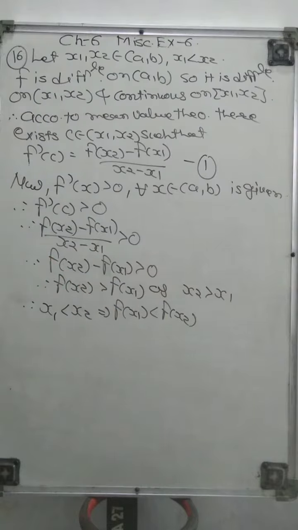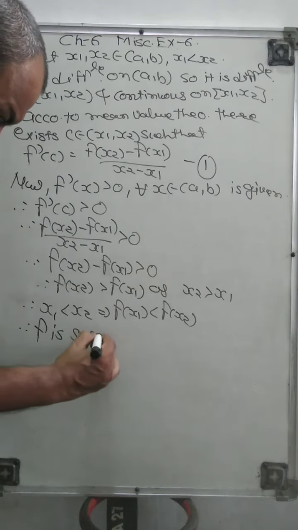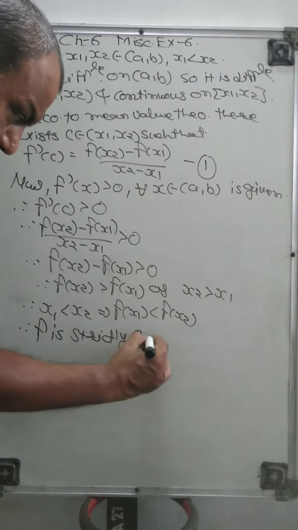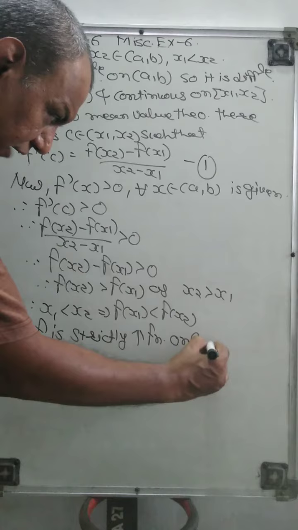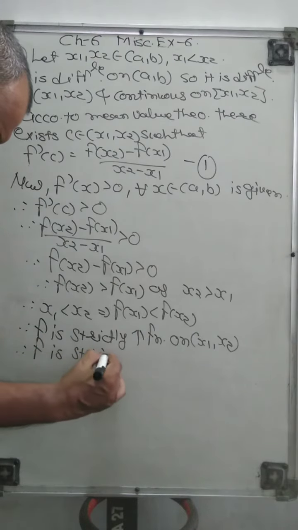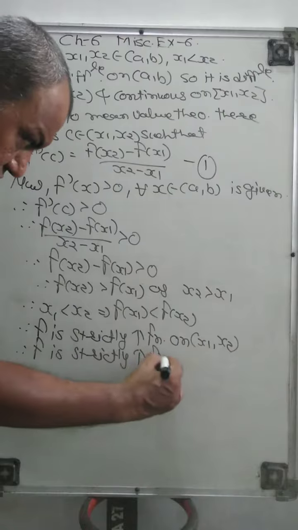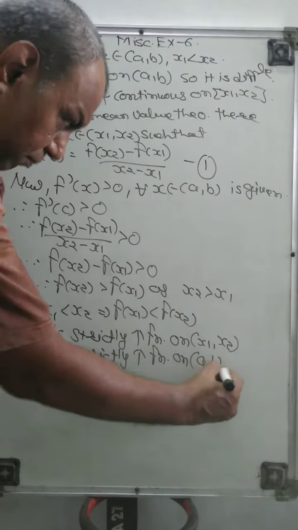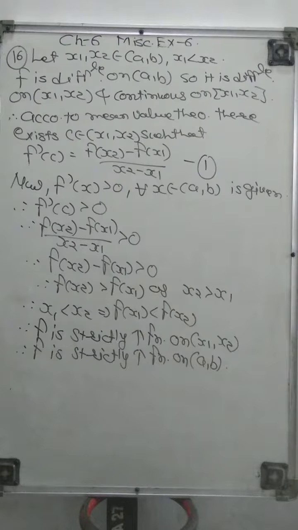So we can say that this function is an increasing function on (a, b). Therefore, f is strictly increasing on (x1, x2), and therefore f is strictly increasing on (a, b). So this is our proof. Okay, so this way we can find our result according to the given data. Now we go for the next one.